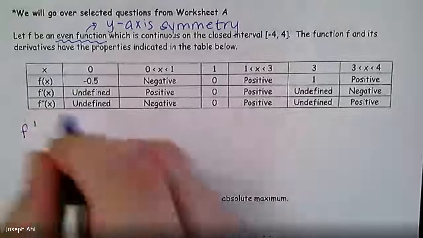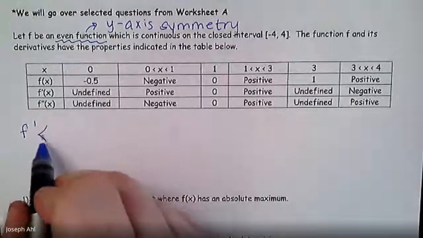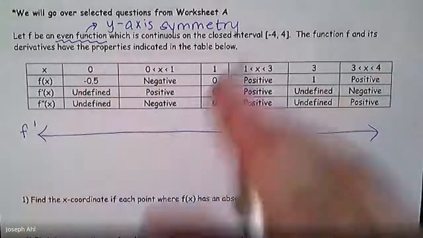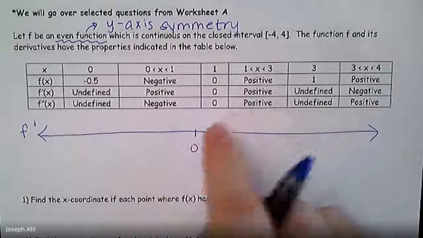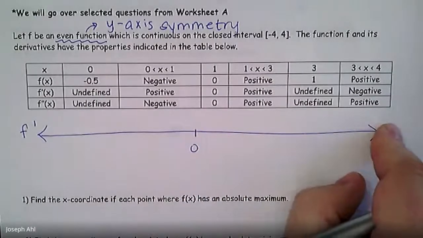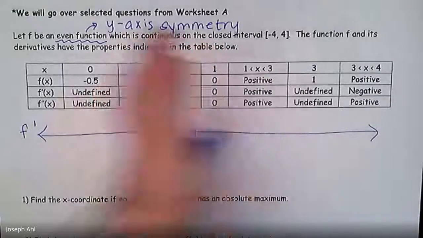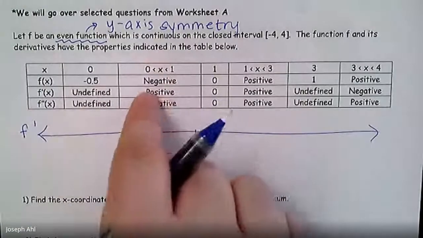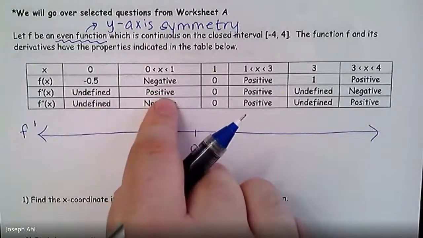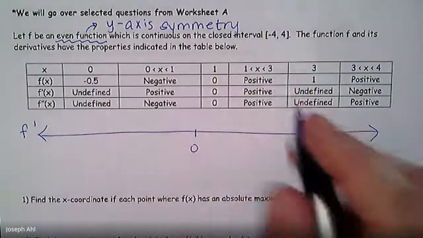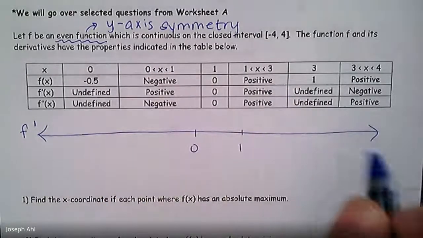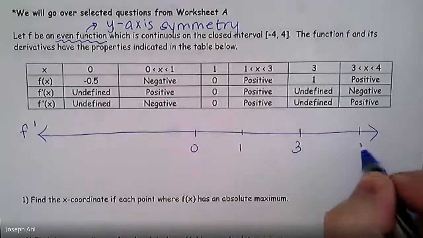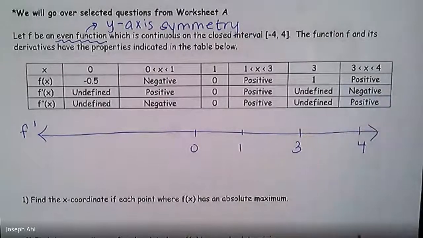So let's go ahead and start by making an f prime number line. And even though we only have information from 0 to 4, I'm actually going to use what's happening from 0 to 4 for f prime to think about, well, if this is y-axis symmetry, let's copy that over to the other side. So we know what's happening for the derivative between 0 and 1. Then we have this next interval from 1 to 3, so that will be the next critical point that I have, and then we know what's happening from 3 to 4.